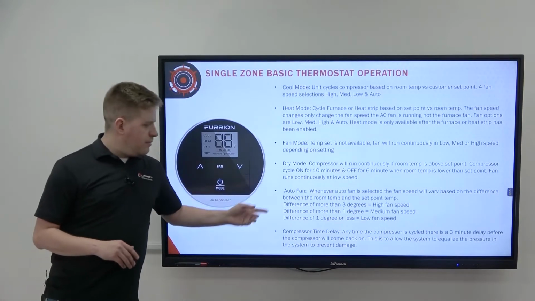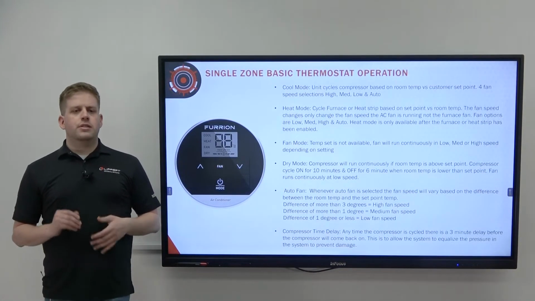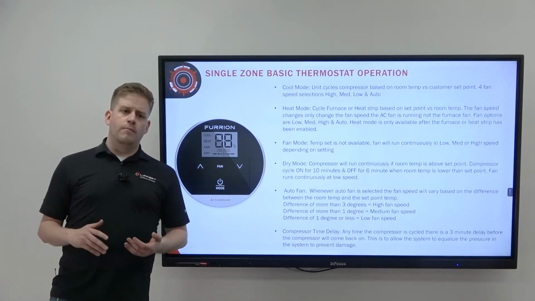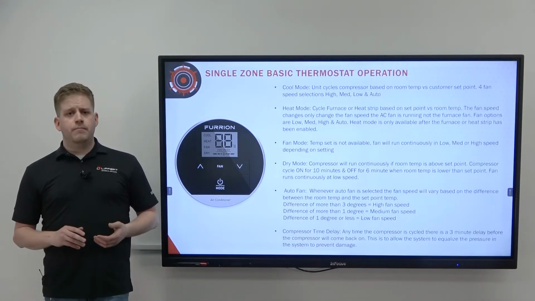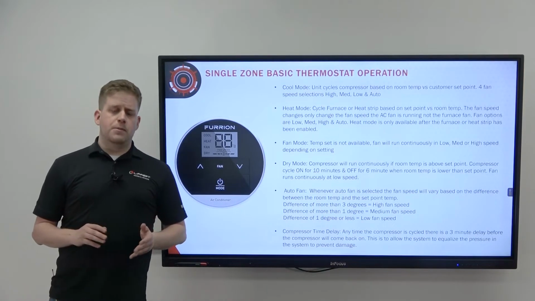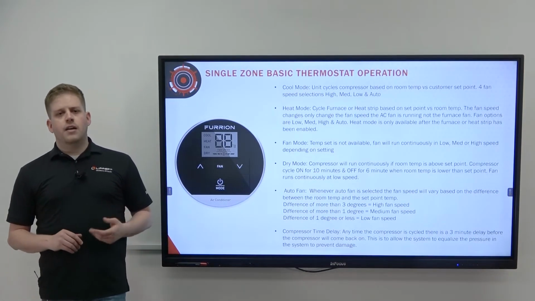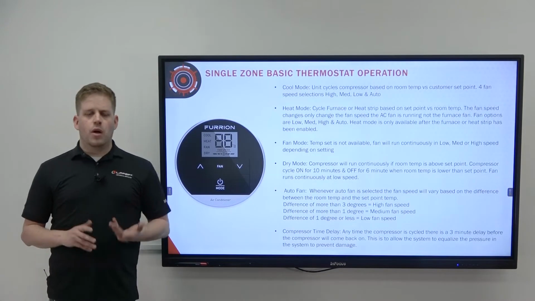When in auto fan, if there is a difference between the set point and the actual room temperature of 3 degrees or more, the unit will run in high-speed fan. If the difference in temperature is between 1 and 3 degrees, it will run in medium-speed fan. And if less than 1 degree, it will run in low-speed fan.